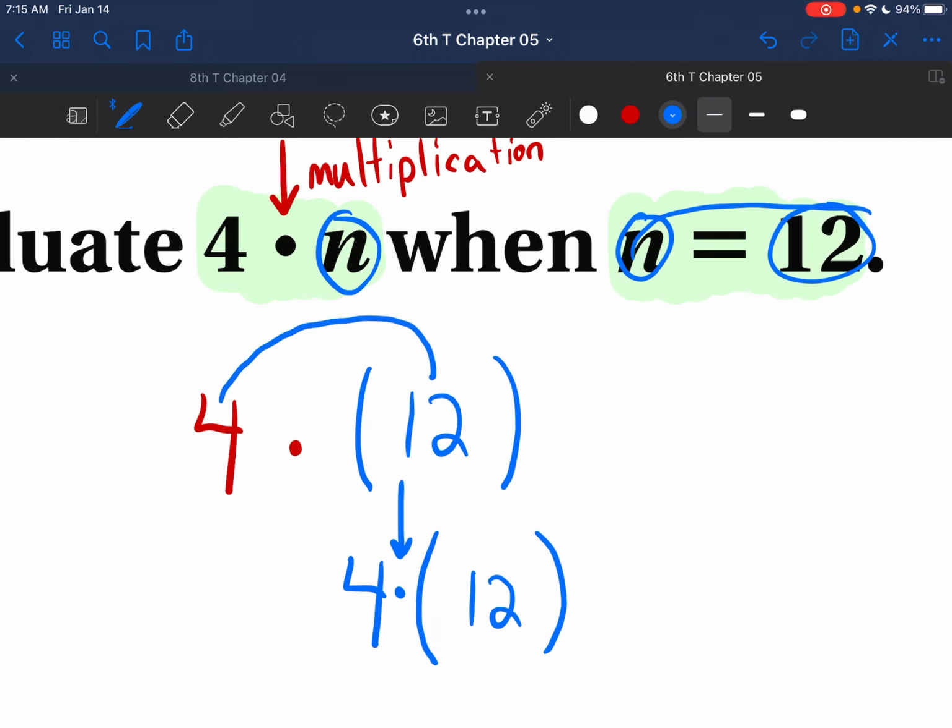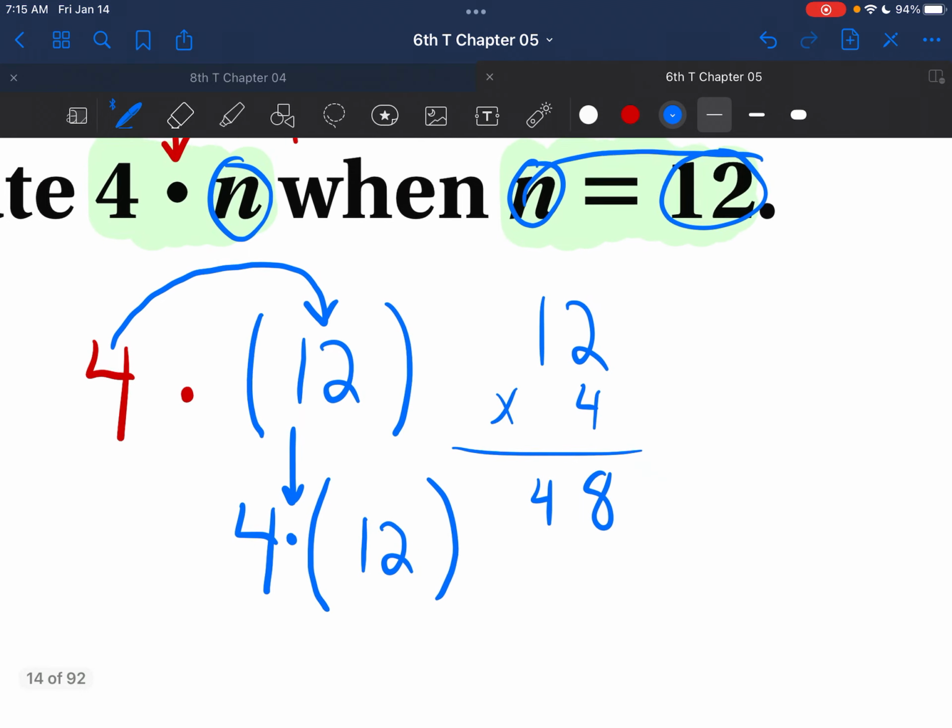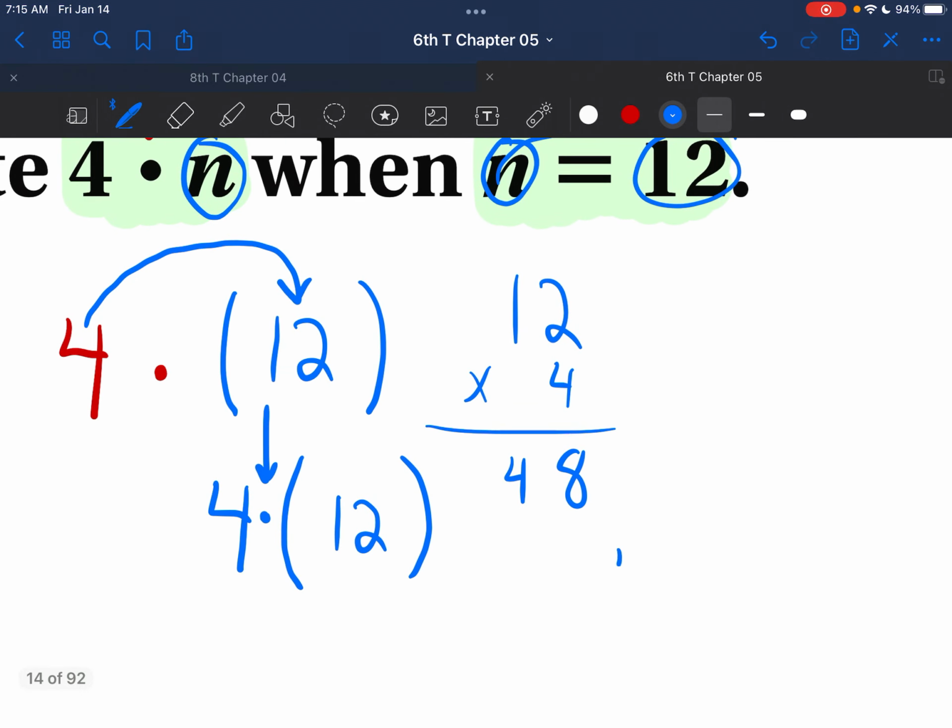So how do we multiply this? 4 times 12, if you don't know it by heart, let's do it like this. Let's see. 4 times 2 is 8. 4 times 1 is 4. So we evaluated it, and we figured out that the answer is 48.